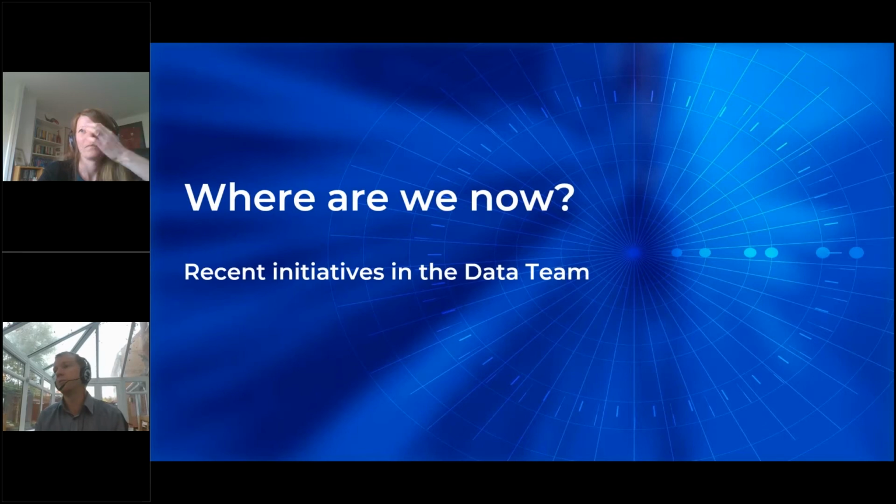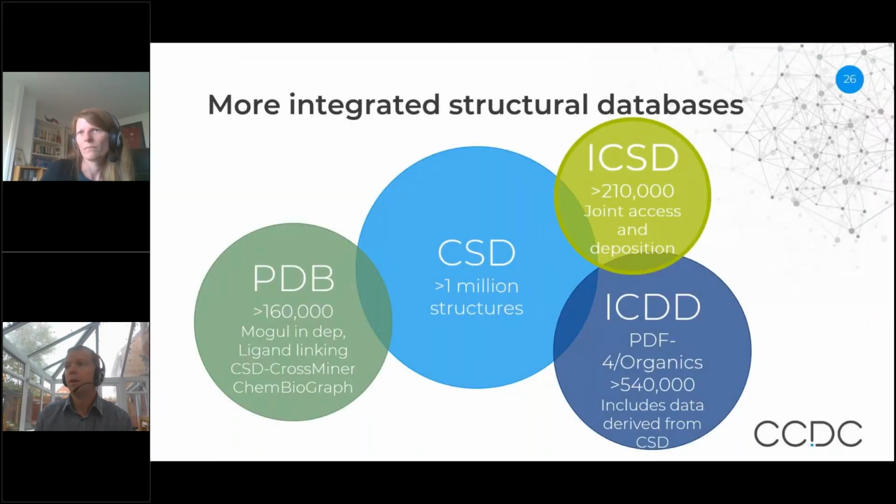So I've now looked at some of the challenges that we have in data curation and some of the activities we are doing to look at these challenges. And I'll now look more widely at some of the recent initiatives in the data team. So one of the areas we have looked at is the integration of different structural databases. So on the slide, the main four structural databases are given with the overlap and the details of some of the collaborations we currently have with these three other databases.